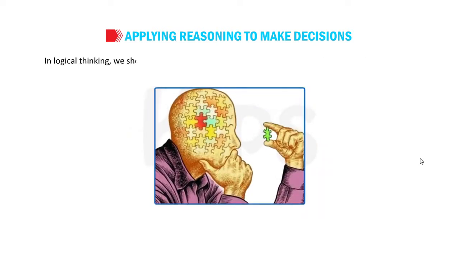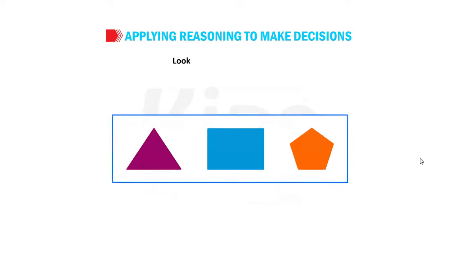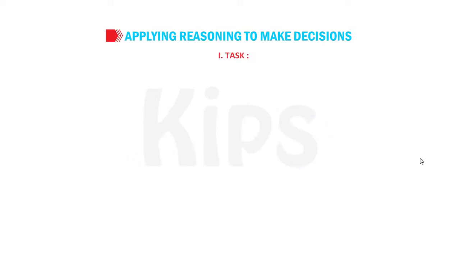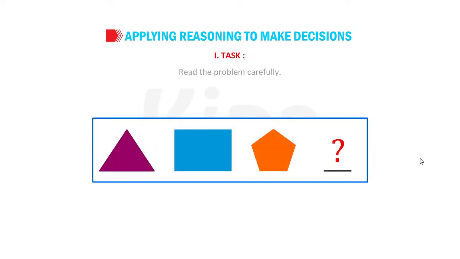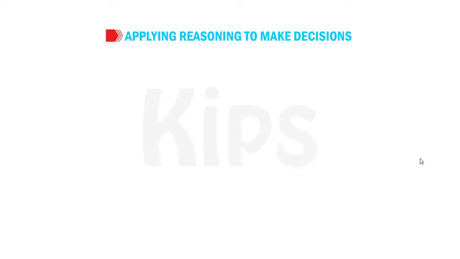In logical thinking, we should first identify the main steps and then work out the details of each step. Look at the shapes given here. The main steps in logical thinking are: Number 1. Task. Read the problem carefully. Here 3 shapes are given. What comes next in the sequence?